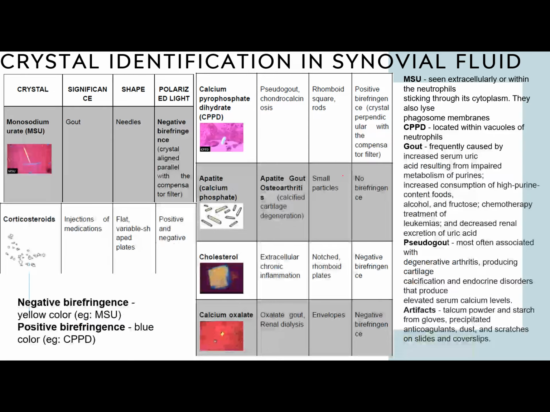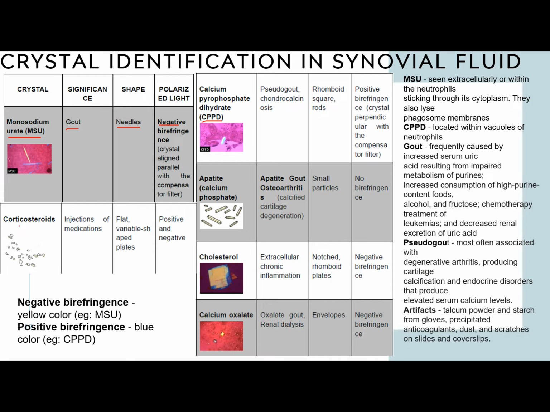Then we have the crystal identification in synovial fluid. So there are two crystals, class, that I want you to memorize or remember when it comes to synovial fluid. We have your MSU or the monosodium urate and the CPPD or the calcium pyrophosphate dihydrate. So your MSU, or monosodium urate, is found in gout. They appear as needles. Now, when you view them using a polarizing microscope, they would produce what we call a negative birefringence. So crystals would align parallel with the compensator filter.